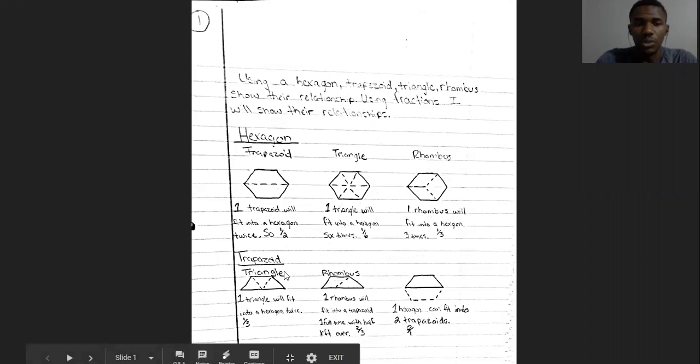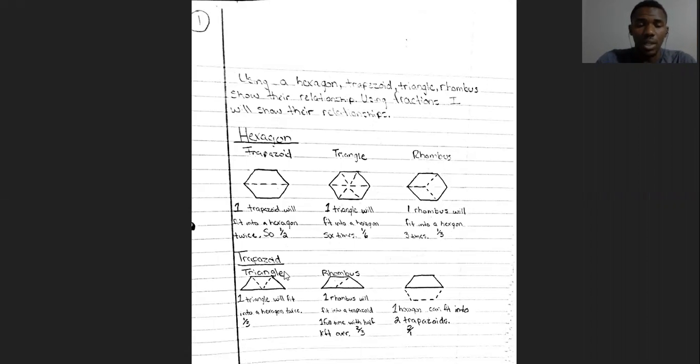Now, with the rhombus, as you can see, I drew out the pattern for the rhombus, and it's still right here over with number 1. One rhombus will fit into a hexagon 3 times. As you can see, I showed you 3 different rhombuses, and we only have one that we're dealing with. So, since it'll fit in it 3 times, we only have one. Our answer is 1/3.